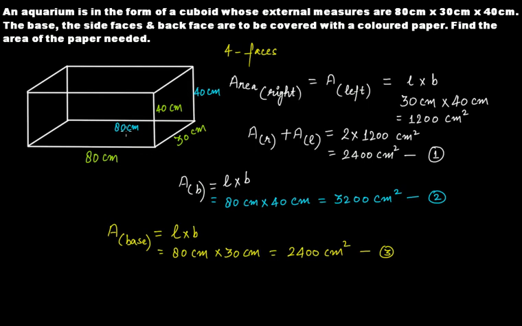It means that if we add these together, the area of the right face plus the left face plus the area of the back face plus the area of the base, then you will get the area of the paper that is required to cover these 4 faces. So let's add them together. 2400 plus 2400 is 4800, plus 3200 is 8000 centimeters squared. So 8000 centimeters squared, this is the area of the paper that will be required to cover these 4 faces.